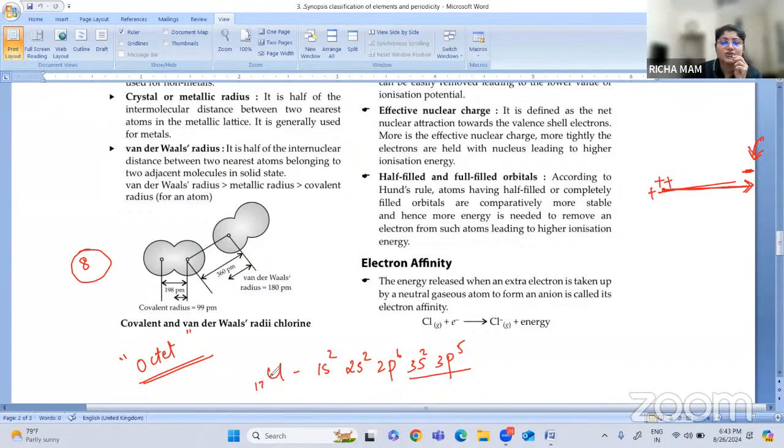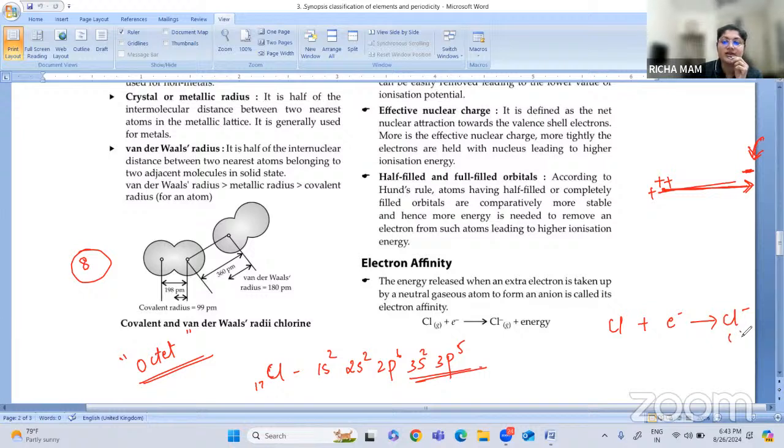Okay, we know this. So now chlorine has atomic number 17. When we write the electronic configuration, it is 1s2, 2s2, 2p6, 3s2, and 3p5. So it requires one extra electron to be more stable. So what will the chlorine do? Chlorine will accept one electron, and it becomes Cl minus.